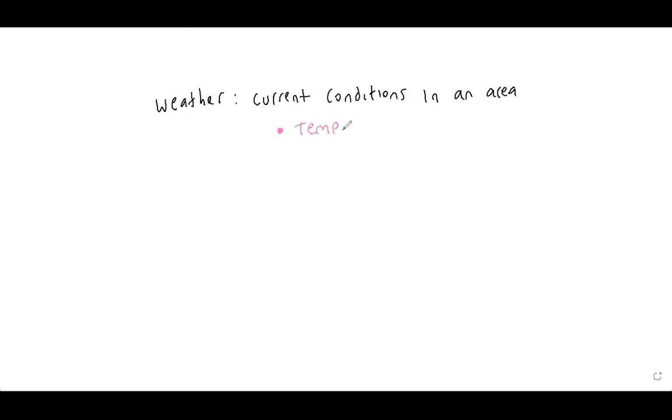Temperature, winds, precipitation or rain. I know precipitation isn't commonly used, so if you're not sure, that means rain. And also humidity. Some people also include cloud cover, so will I. So cloud cover. But these are the conditions right now.